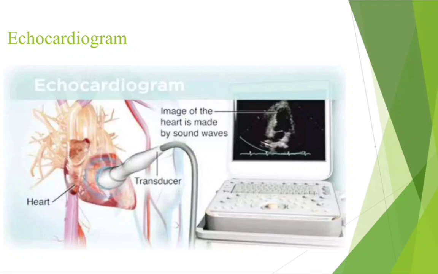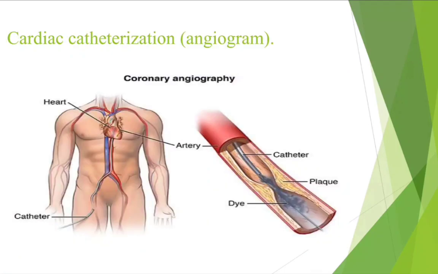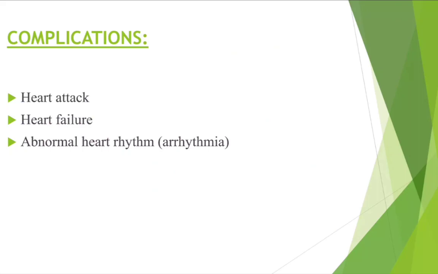Now this is the echocardiogram, through which we will check the muscle activity of the heart. There is a transducer which is applied on the chest, and then it shows the images on the screen. Cardiac catheterization is also performed to check the arteries, is there any blockage, and if there is a blockage, then where it is and how much.